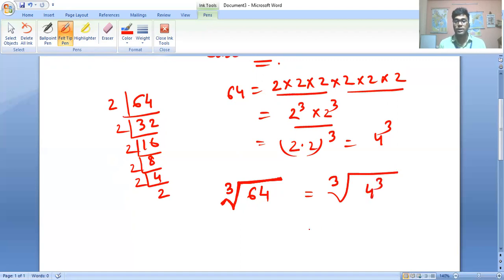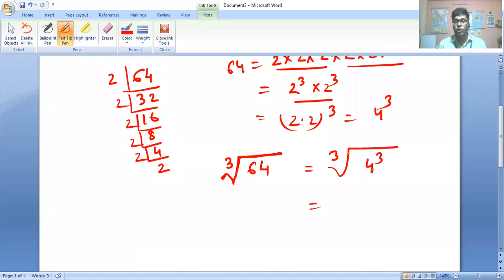Now remember, if cube root of something whole cube comes, then whatever is the whole number here would come out. That means cube root of 4 cube will be 4. Similarly, if cube root of 5 cube comes, it will be 5. So whatever number's cube comes, that will be your answer.